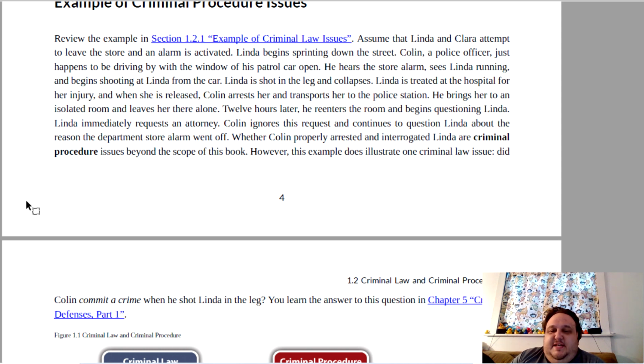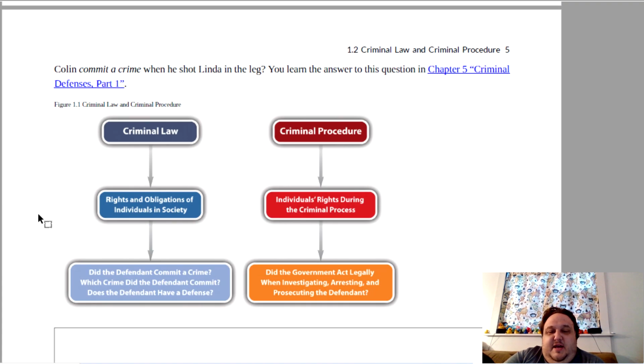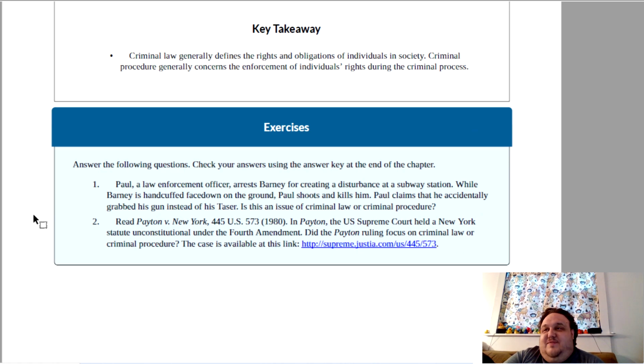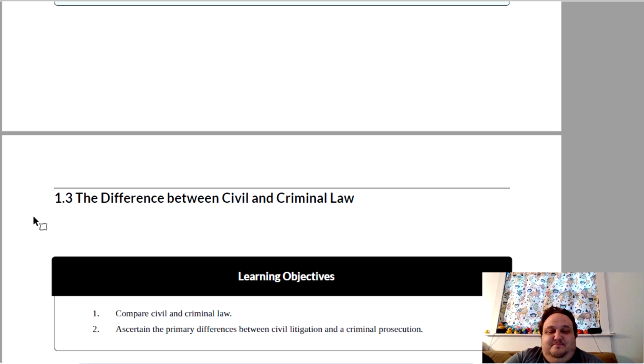So, just think about it. He just happens to hear it. He sees a person running away, shoots them, brings them in for questioning, and lets them sit in a room for 12 hours before doing anything, and ignores the request for an attorney and continues to question. Is this following proper procedure? Well, just keep that in mind. The answer is no, but that's where we get into the gray area.